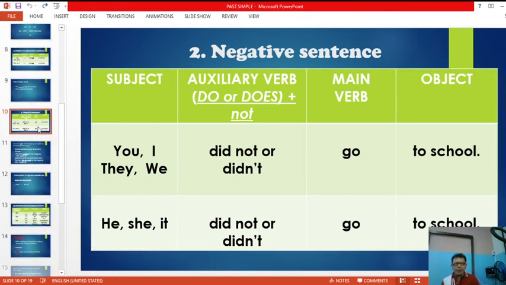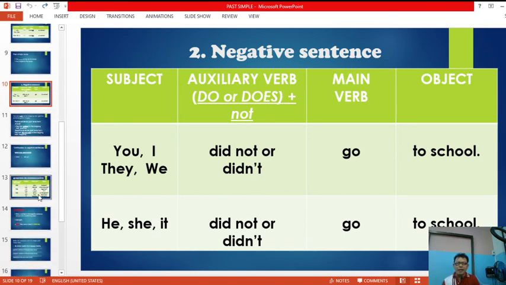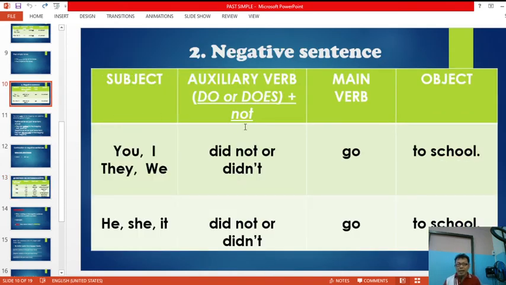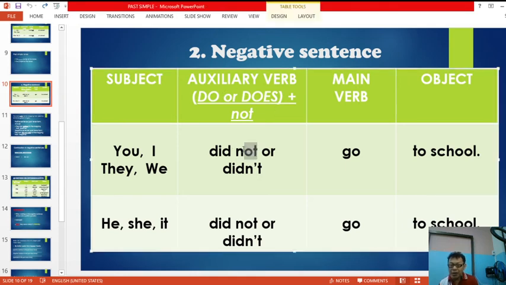Okay, now, the other form, the last structure of this simple past is the question or interrogative sentence. Okay? So what you're gonna do? All you have to do is to interchange the auxiliary verb did. Remember, there's no not there. Auxiliary verb, again, I want to explain to you here before we move on. This one, the auxiliary verb of do or does for past tense is did. Not is an additional word.